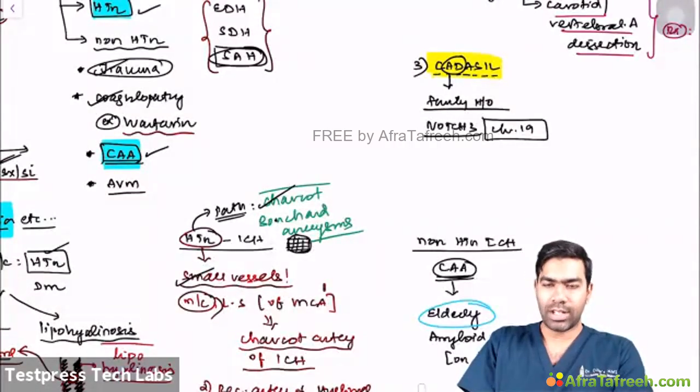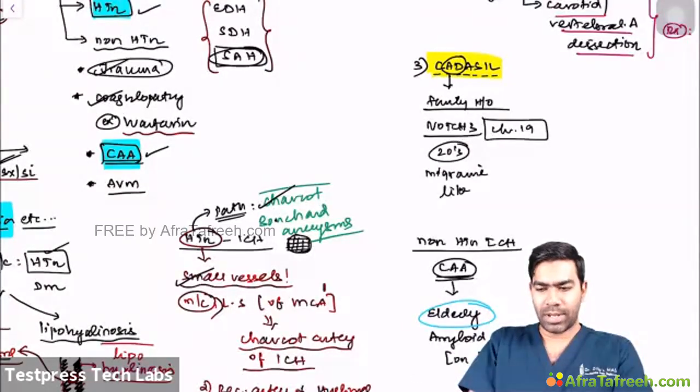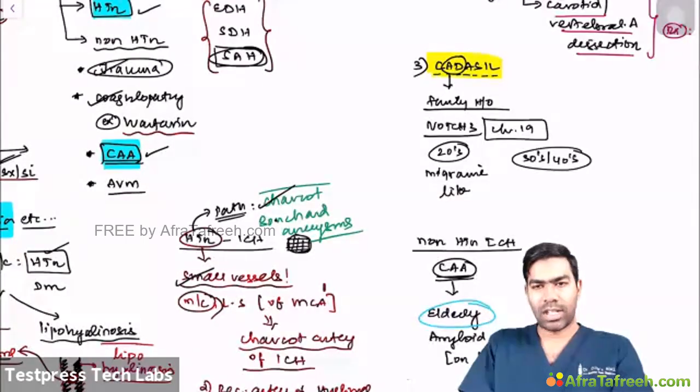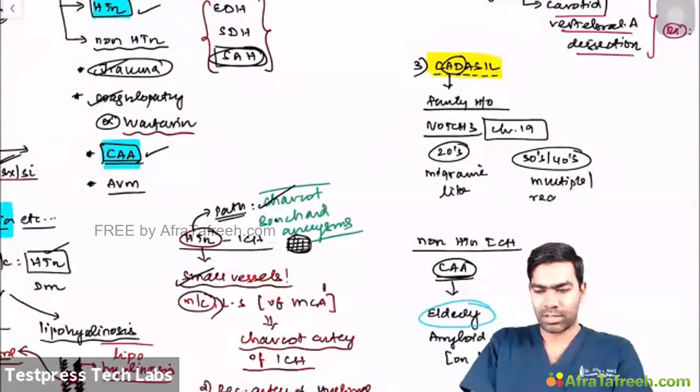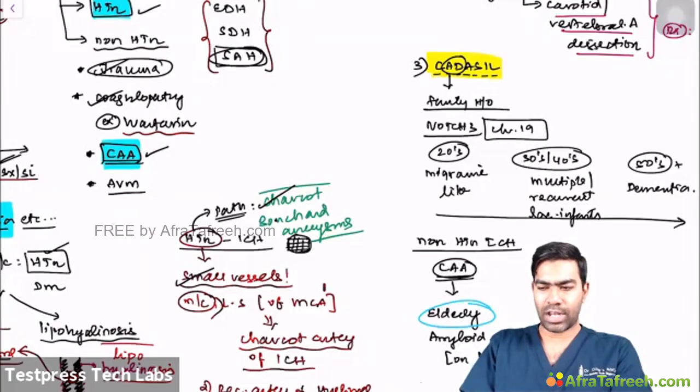And usually the disease evolves over a period of time. For example, when the patient is in their 20s, they used to get severe migraine-like headaches. When the patient reaches their 30s and 40s, they tend to develop multiple and recurrent lacunar infarcts. In the 50s and above, they used to develop dementia. So this is a characteristic evolution of CADASIL. This is how they present.